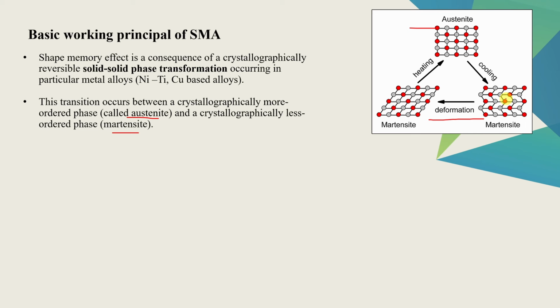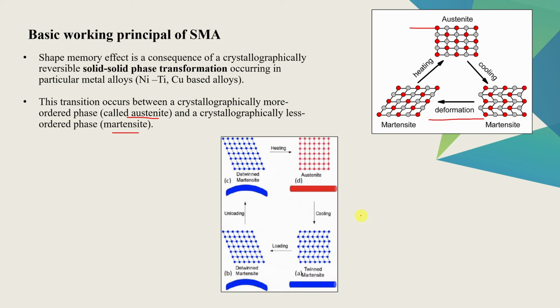Now within the martensite phase, there are again two sub-phases we can say. One is called twinned martensite and another is called detwinned martensite, and both these phases are stable. That's why it can undergo plastic deformation. So initially we begin with twinned martensite, and as we apply loading, this twinned martensite gets transformed into detwinned martensite. Upon unloading, it stays in that form. Only elastic strain will be recovered, which will be very little compared to the plastic strain, and after heating, this detwinned martensite will go to austenite phase.